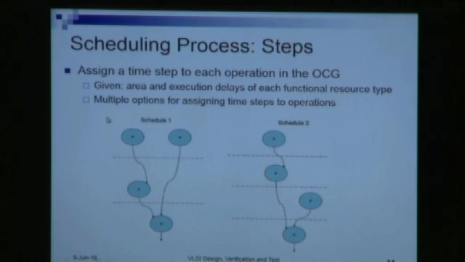So what do we have? We know the area and execution delay of each functional resource type that is available to us. So this is known at the input of the scheduling problem. What are the different resource types that we have, and what are their characteristics in terms of the expected area that will be consumed on the floor by this resource type, what will be their propagation delays, etc. These are known to us.